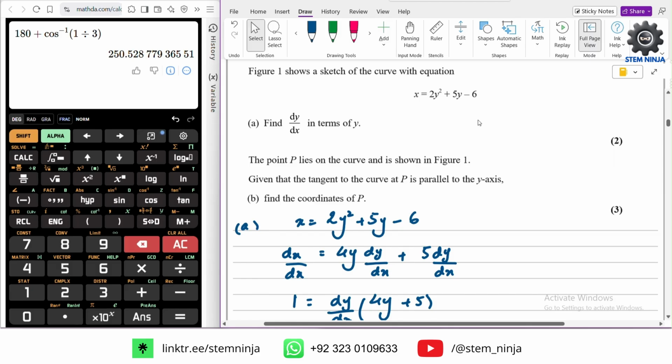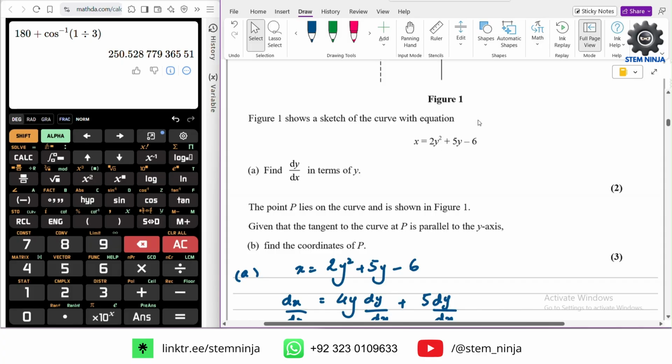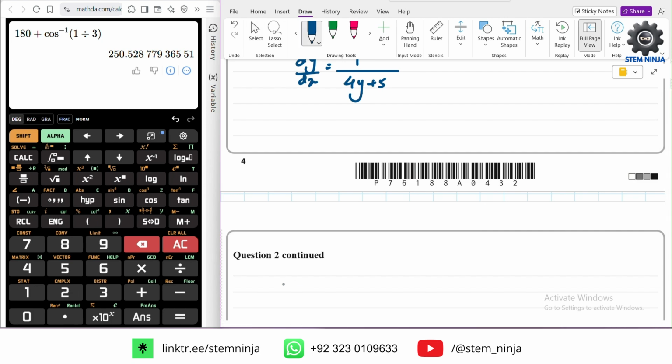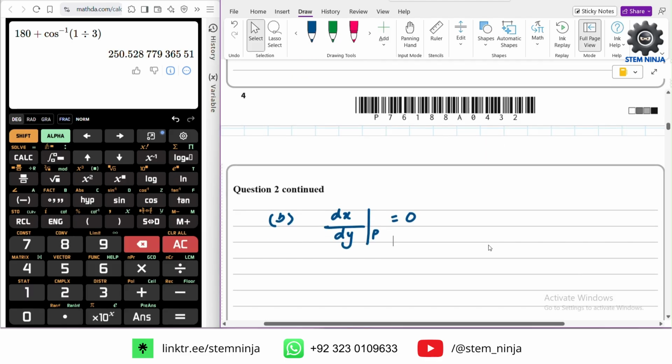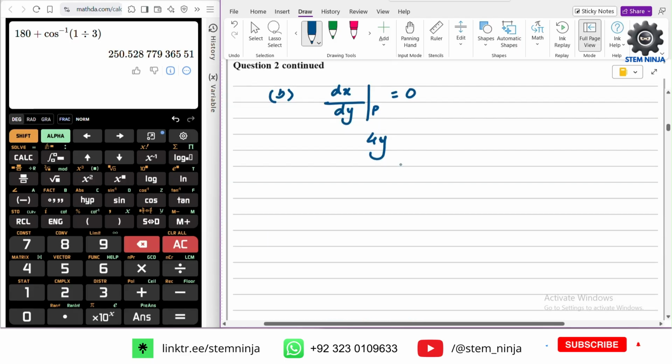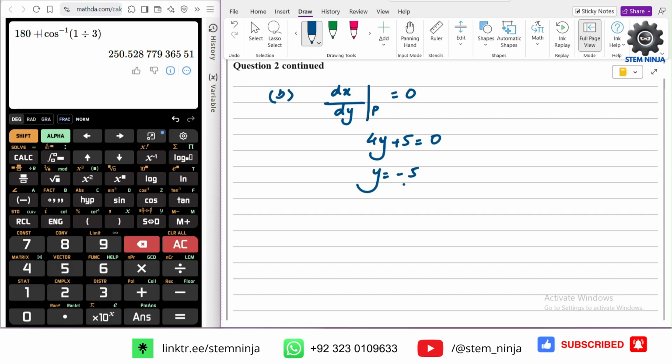The point P lies on the curve and is shown in figure 1. Given that the tangent to the curve at P is parallel to the y-axis, find the coordinates of P. Right. So if we do dy by dx, at P it would be infinite. So what we can do is the reciprocal of that. So for part B, we can instead say dx over dy at P is 0, rather than saying dy by dx is infinite. So basically, 4y plus 5 equal to 0. So y would be minus 5 over 4.